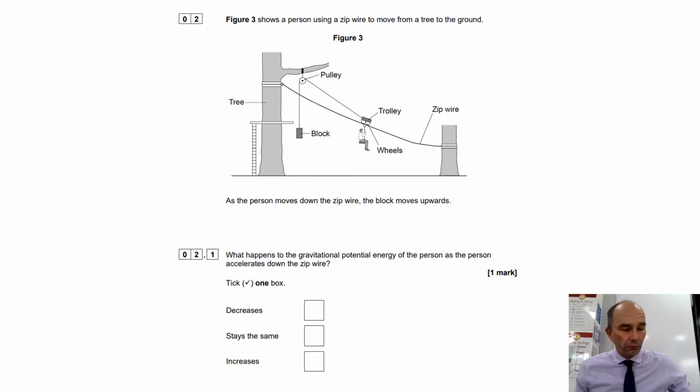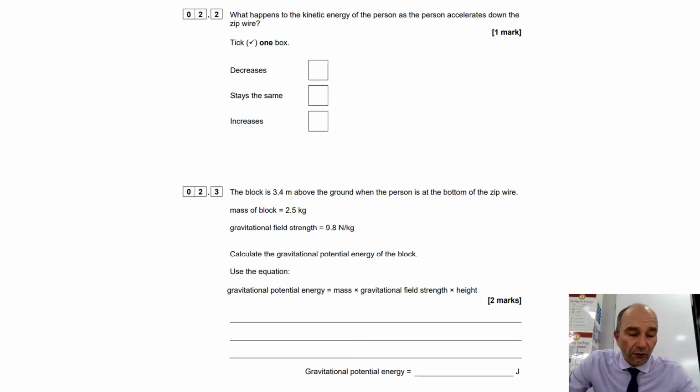Right, on question 2. Now, here we've got a person using a zip wire going from the tree to the ground. Now, as a person moves down the zip wire, the block moves downwards. What happens to the gravitational potential energy of the person as a person accelerates down the zip wire? Now, in this case, the person is going down, so their store of gravitational potential energy can only be decreasing. So make sure you got that clear in your head. So as the person moves closer to the ground, their gravitational store reduces.